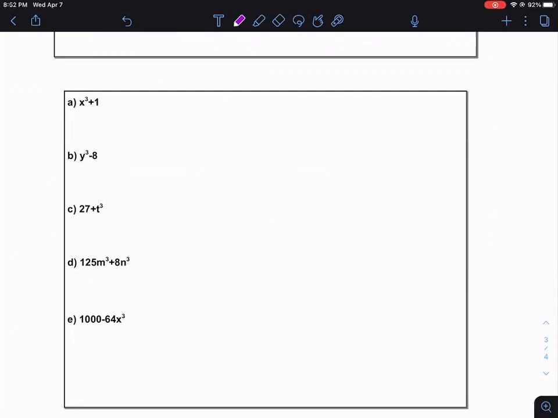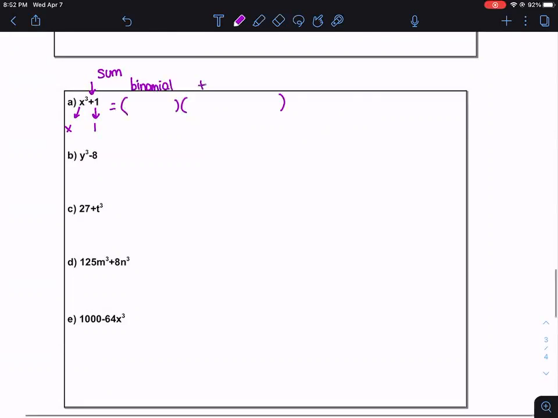Okay, so for my first example, I see there's a plus in between. So it's a sum. Now I look at the terms. X to the third is a perfect cube because its cube root is x. X times x times x. 1 is a perfect cube. Its cube root is 1. Now, this is going to factor into 2 things always: a binomial, so a 2-term expression, and a trinomial, or a 3-term expression.